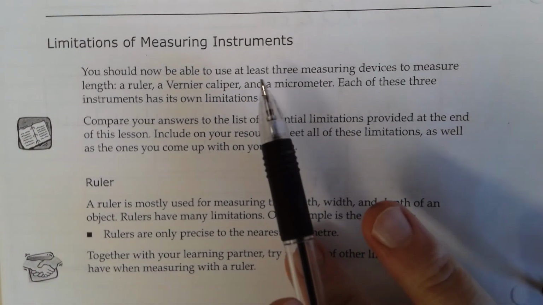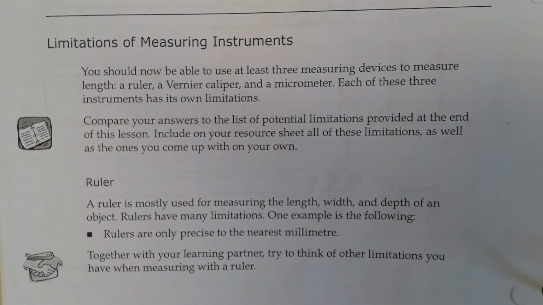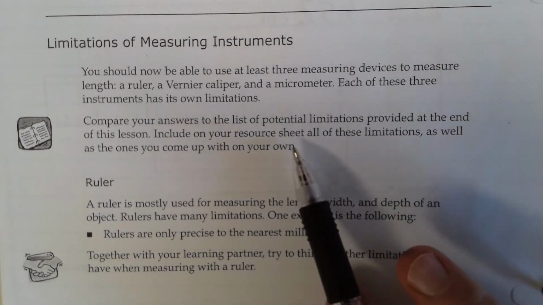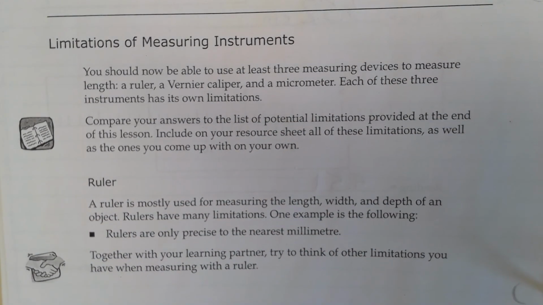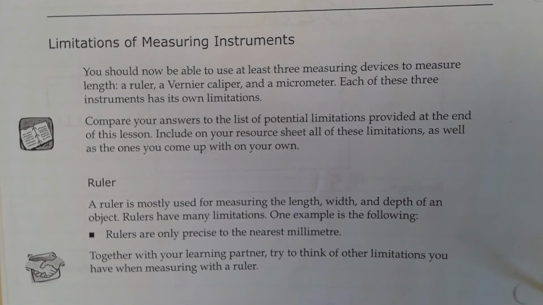You should now be able to use at least 3 measuring devices to measure length: a ruler, a vernier caliper, and a micrometer. Each of these 3 instruments has its own limitations. Compare your answers to the list of potential limitations provided at the end of this lesson. Include on your resource sheet all these limitations, as well as the ones you come up with on your own. So the limitations of these instruments are going to be part of the last hand-in assignment for the unit.